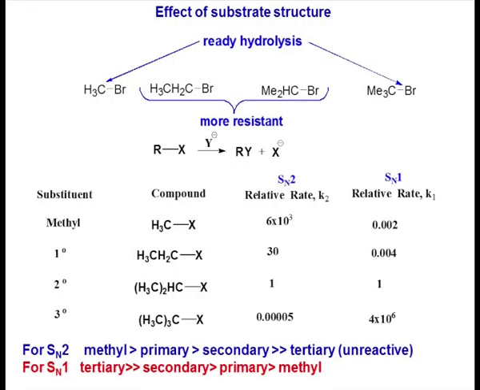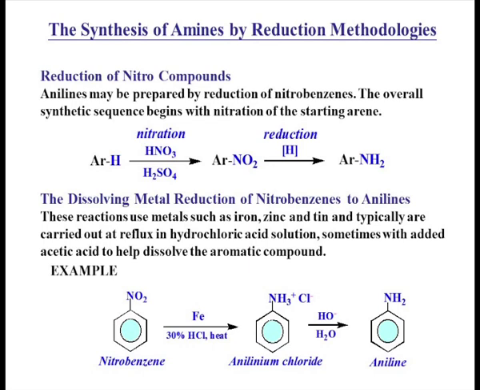For SN2, methyl is greater than primary, greater than secondary, very much greater than tertiary, which is unreactive for SN2. For SN1, it is just the reverse order: tertiary very much greater than secondary, secondary greater than primary, primary greater than methyl. So, this order is followed in SN2 type and SN1 type reactions. I believe this is a very good way to explain the substitution nucleophilic bimolecular or substitution nucleophilic unimolecular reaction.